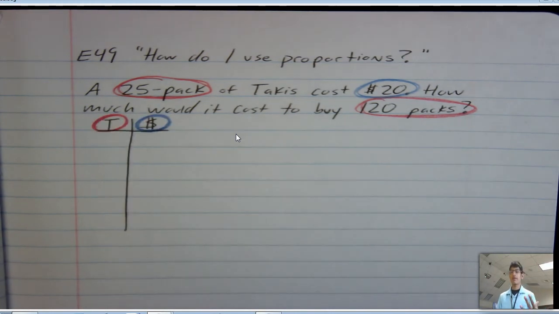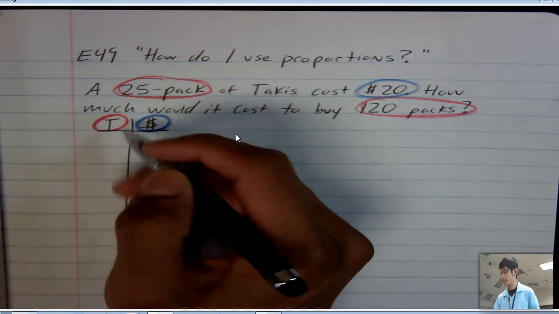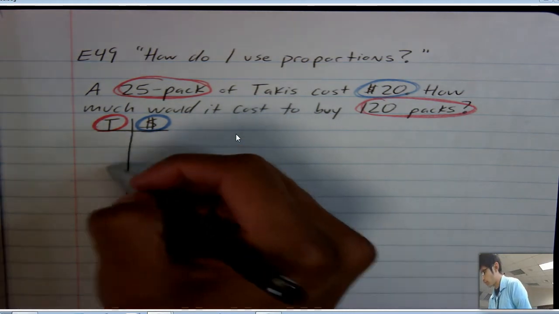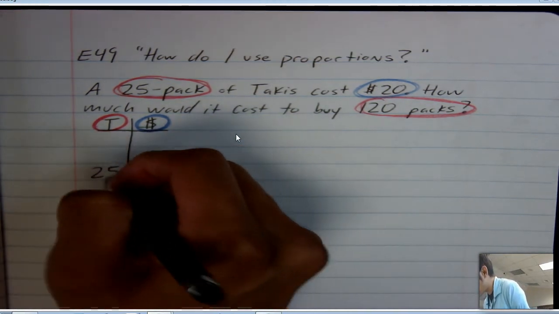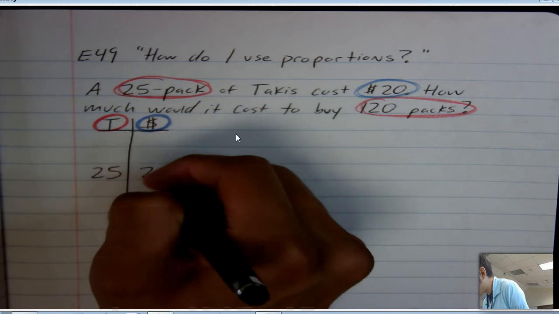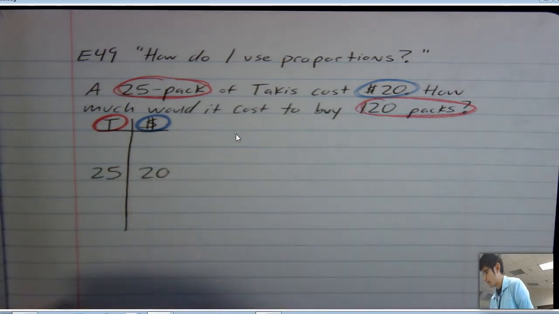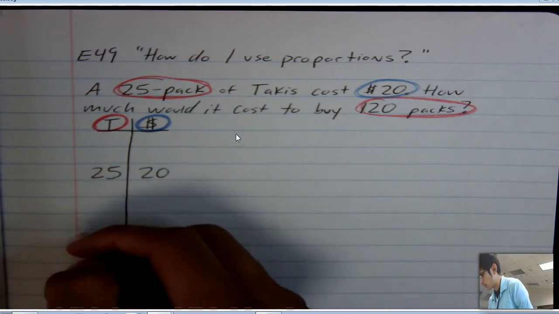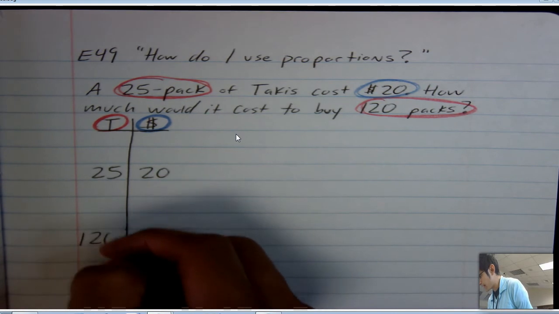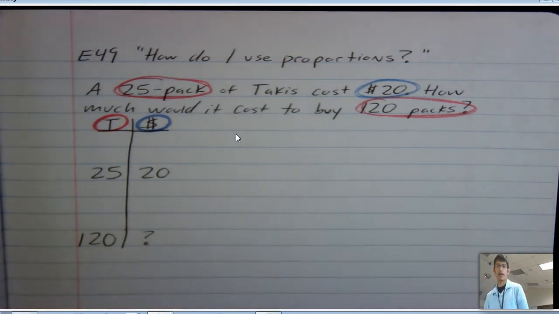I'm going to start off by writing the information that I know on the table, and I'm going to skip a few lines. So I'm going to do 1, 2, 3. On the third line, I'm going to write 25 pack will cost $20. And how much will it cost to buy 120 packs? So I'm going to put it down here a little bit. I'm going to buy 120 packs, and how much money is that going to cost?